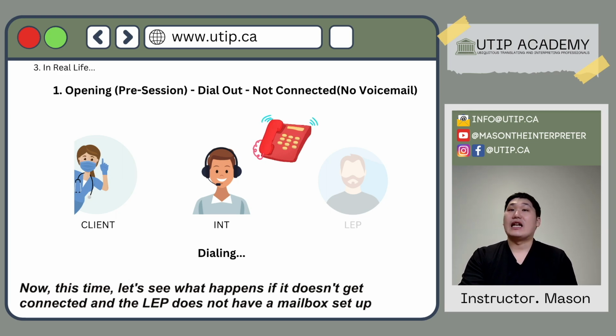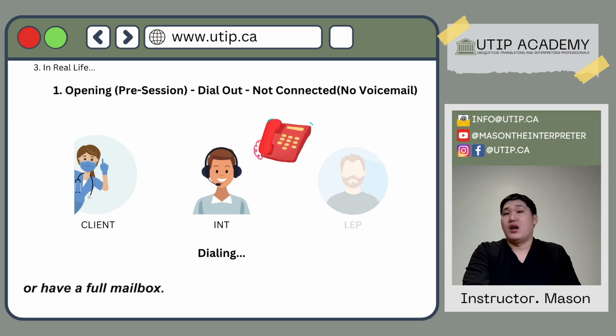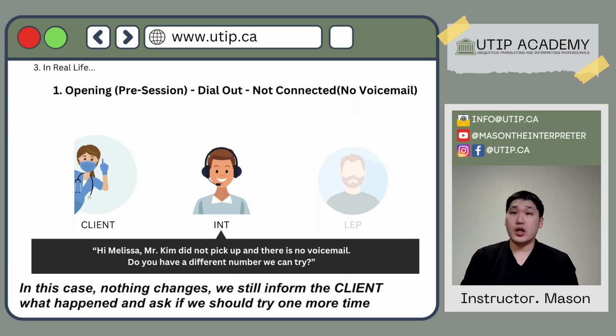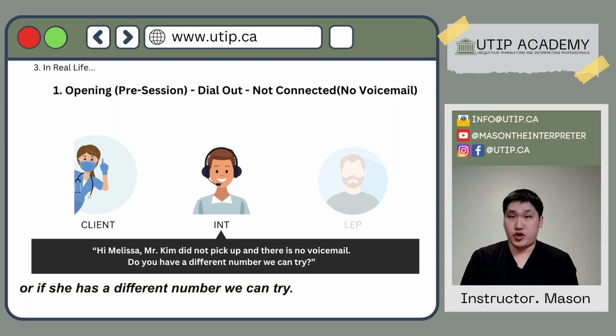Now this time, let's see what happens if it doesn't get connected and the LEP does not have a mailbox set up or has a full mailbox. You will often hear something like, 1234567890 is not available and has no mailbox set up. Please try your call again. Goodbye. Or the person's mailbox is full and can no longer receive messages. Please try your call again. Something like that. In this case, nothing changes. We still inform the client what happened and ask if we should try one more time or if she has a different number we can try.